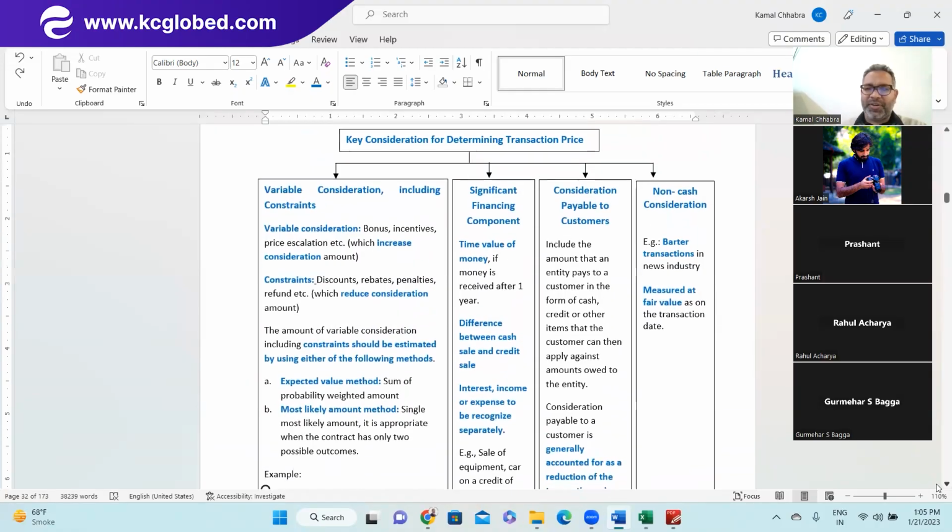What are the 5 components of transaction price? Start with fixed price. Yep, you got it. Fixed price, and then we will adjust variable consideration and constraints. We'll adjust significant financing component. We will consider the payable to the customers basically. And the last one is non-cash considerations. Right, perfect.